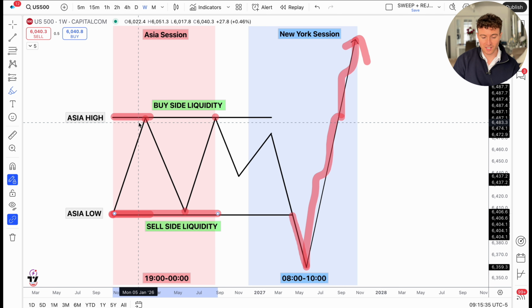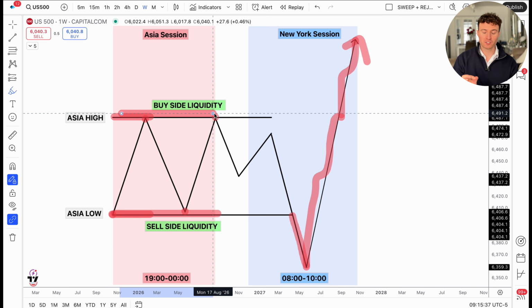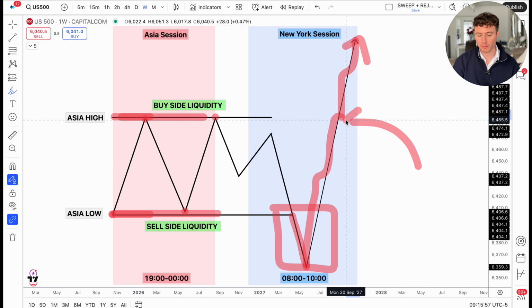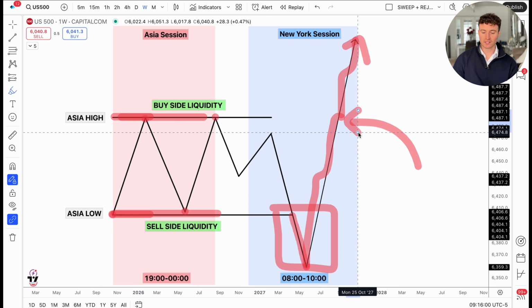So this right here is your accumulation. This often occurs during the Asia session. This move right here is your manipulation. This often takes place during either the London or New York session. And then this is your distribution in price. And it's our job as a trader to take part during this phase in the market. This is basically when the market is trending.